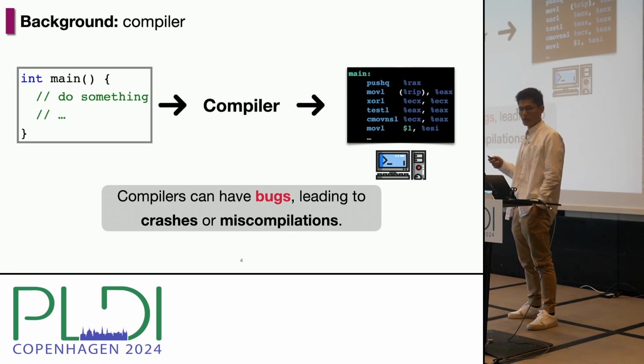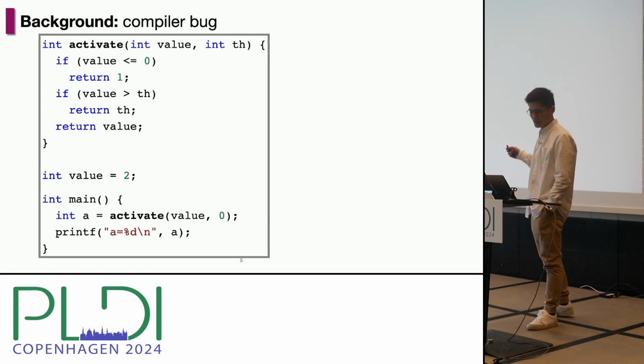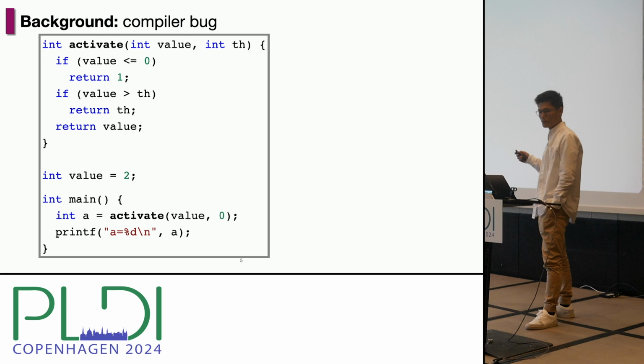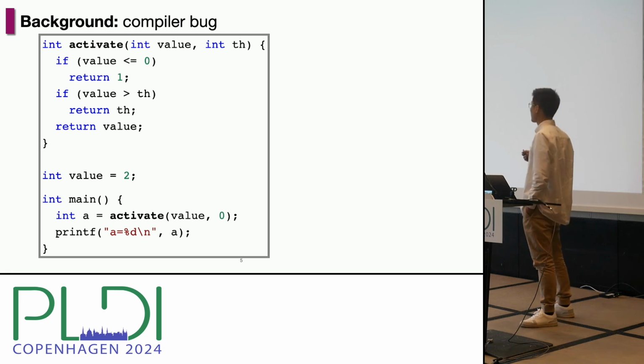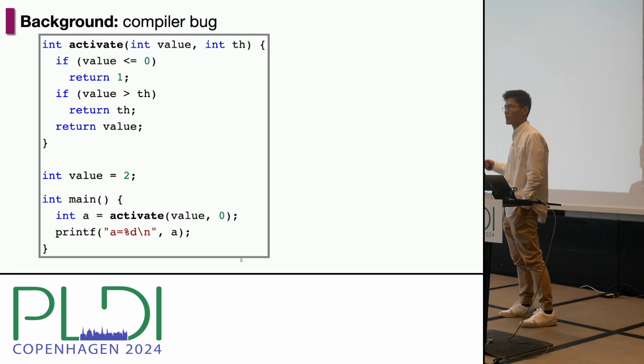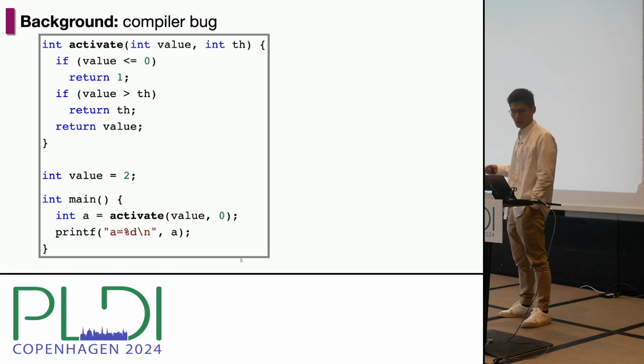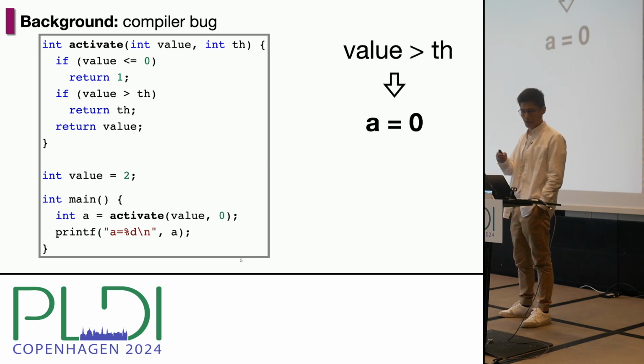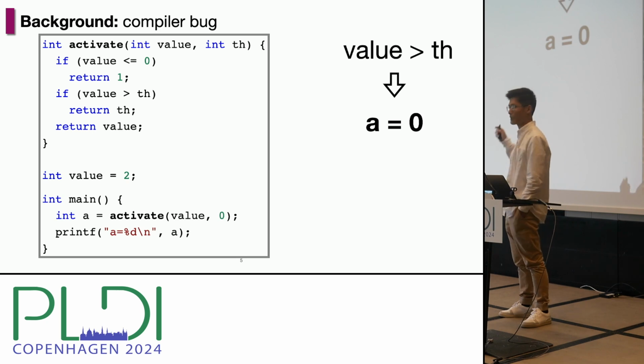So let me give you an example. In this example, on the top there's an activate function that takes two integers as input and returns some integer. And we are calling this function with some inputs at the bottom. Because the first parameter is greater than the second parameter to the activate function, the output of this program should be equal to 0.